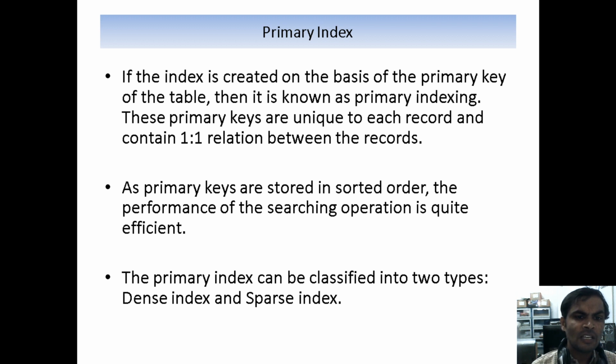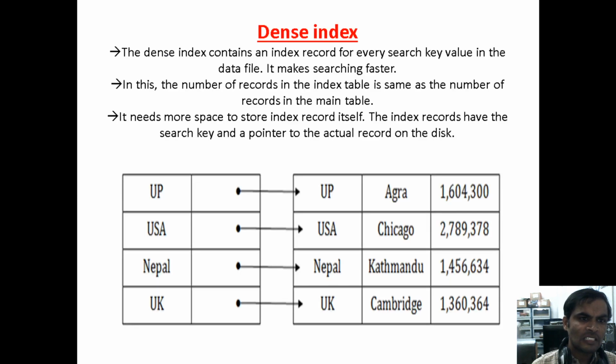Now under the primary index, when the data is stored, after storing it is sorted. It is sorted automatically, meaning we are not doing it ourselves. Since it is sorted automatically, we can search the data in an efficient manner. Under the primary index, there are 2 types, dense index and sparse index.